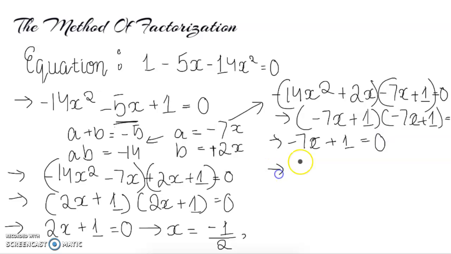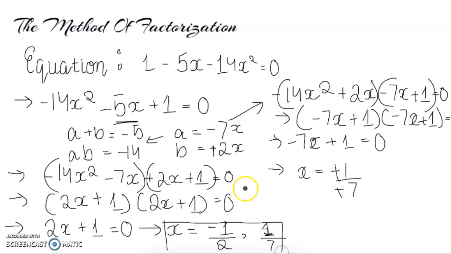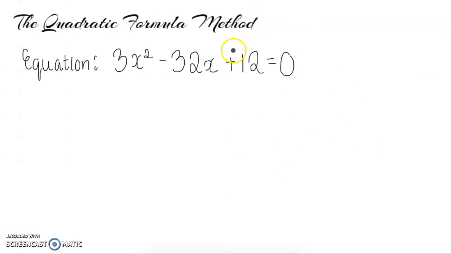And when I solve this, I get x is equal to minus 1 by minus 7. So these are our two roots. You can cut off the minus and you get 1 by 7. So these are your two roots. And this is one example of the method of factorization. Now, moving on to the quadratic formula method.